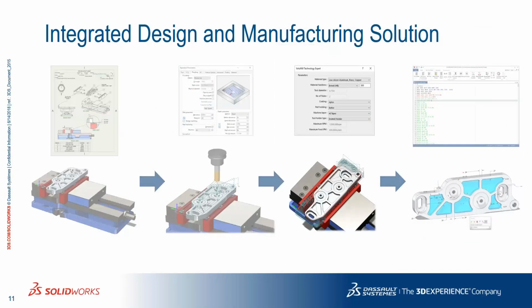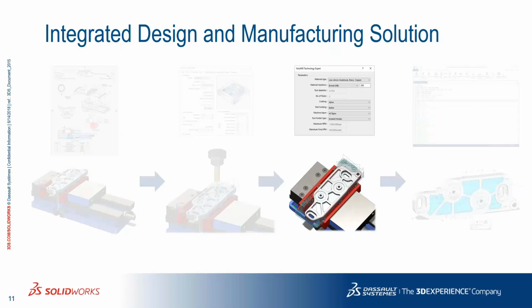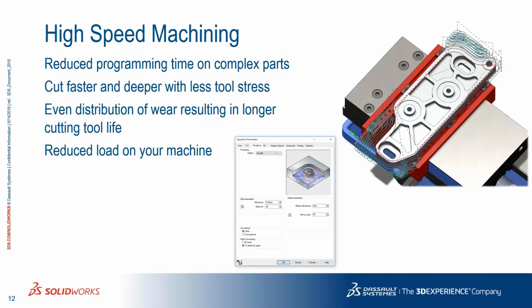So the next step is looking at how we can refine whatever we have done with high-speed machining. High-speed machining is part of SOLIDWORKS CAM. It allows us to reduce programming time as well as machining time. It also gives a better, more even, and much less wear on the tool, and on our machine itself, since there is less load on the spindle and the entire structure of it.